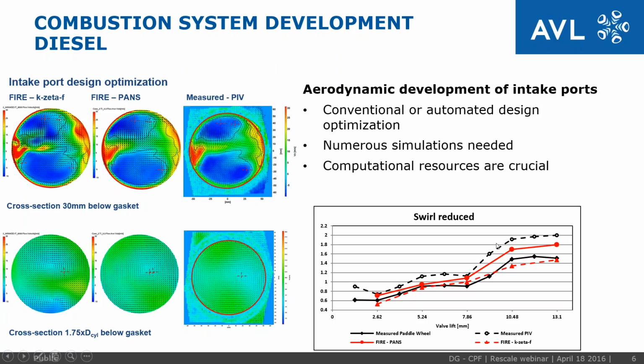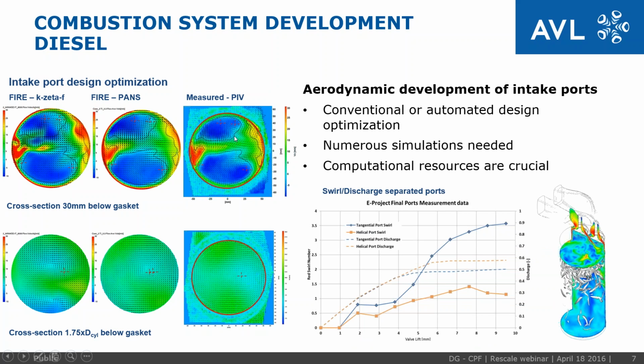When we talk about intake port design, of course, we're looking at different valve lifts, different shapes of the inlet channels. And what we have here on the left-hand side for this example are the measured velocity magnitudes at two different locations. This is the measurement on the right-hand side at the planes shown here on the animation. One is close to the gasket, one is further down. And for two different turbulence models that are available in Fire, we got excellent agreement between the measured velocity magnitudes and the computationally predicted ones.